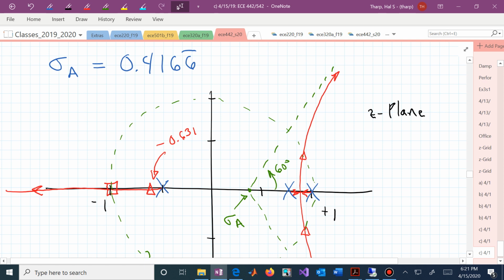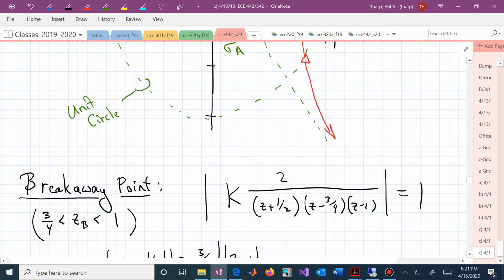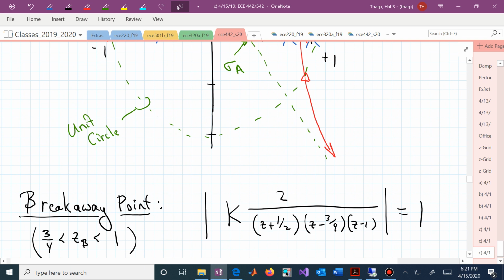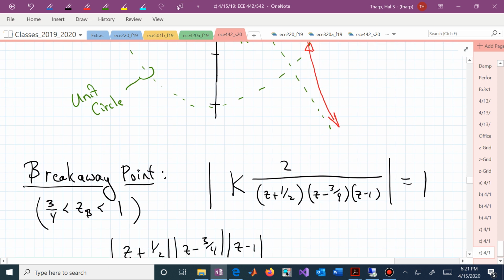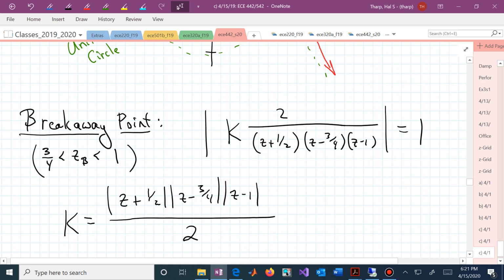Now we could flesh this out with a little more detail by finding the breakaway point. What's the breakaway point in between 1 and 3/4? Well, that's just the value of k that's a relative maximum between that location. So the breakaway point we can determine from the magnitude condition. The magnitude condition says k times g, that magnitude equals 1, and we know that that's occurring somewhere on the real line between 3/4 and 1.